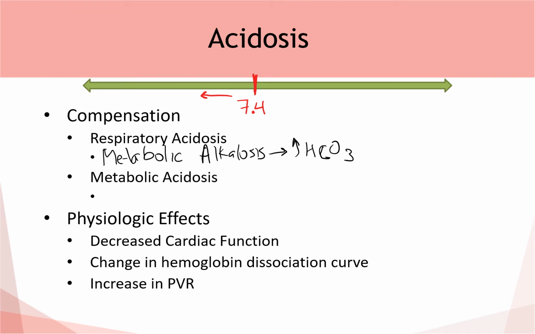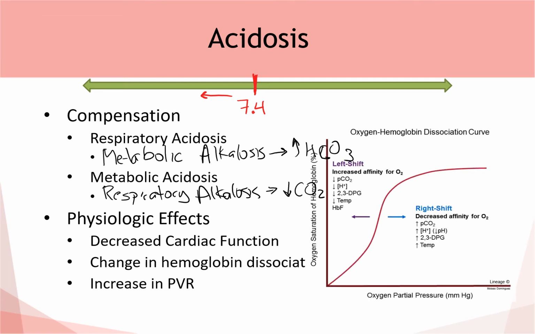Alternatively, if we have a metabolic acidosis, the body's compensatory mechanism is to develop a respiratory alkalosis. And what this basically means is that the body will start exchanging more carbon dioxide, minute ventilation will go up, and the body's CO2 will go down. It's important to note that we can never compensate more than the original defect. So that's to say that if we have a respiratory acidosis, we can't compensate with metabolic alkalosis so that our pH rises above 7.4.